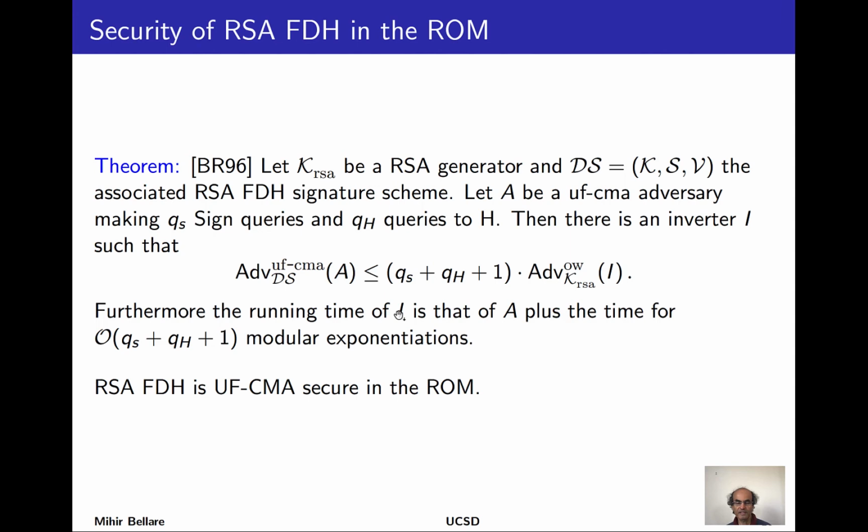The running time of the inverter is close to that of A, but there's some overhead in the reduction. So succinctly, this says that the RSA Full Domain Hash scheme does satisfy UF-CMA security in the random oracle model, the assumption being one-wayness of the generator.